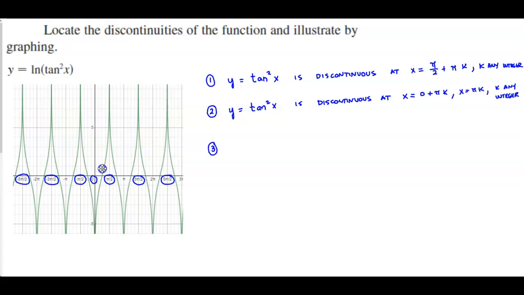So therefore, if we look at our particular values here where we can see those asymptotes, and where it's discontinuous, we can say that the function y equals the natural log of tangent squared x is discontinuous at x equal to pi over 2 n, where n is any integer. And again, you can verify that over here.